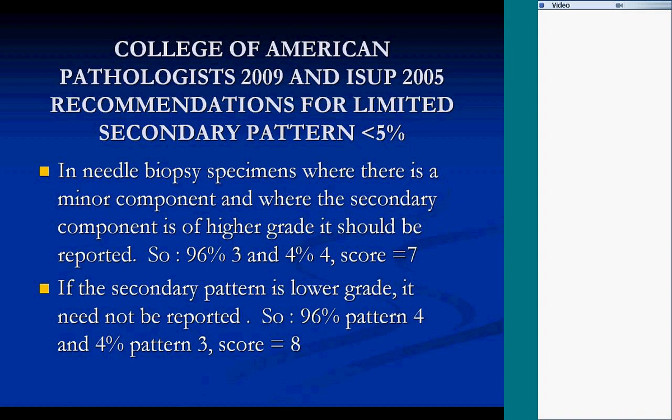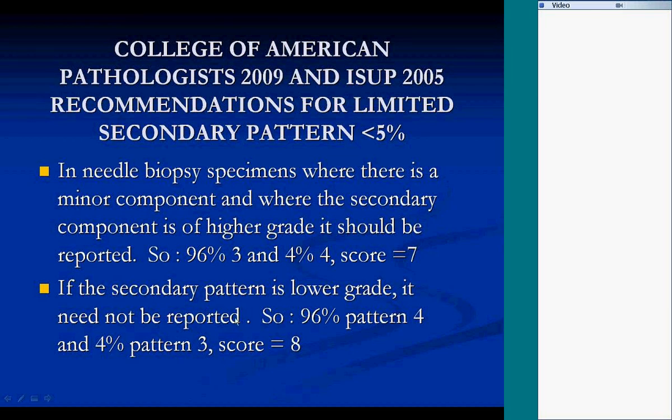It's also important to know about the CAP and ISUP recommendations for a limited secondary pattern when it's less than 5%. The important point is that one should always incorporate high-grade disease into your score, no matter how much there is, even if it's only a very tiny fraction of the overall amount of cancer. So in needle biopsy cases, if there's a minor component that's Gleason pattern 4, but it's only 4%, incorporate that into the score when the vast majority of the case is 3. So a small amount of 4 will make that a 6.